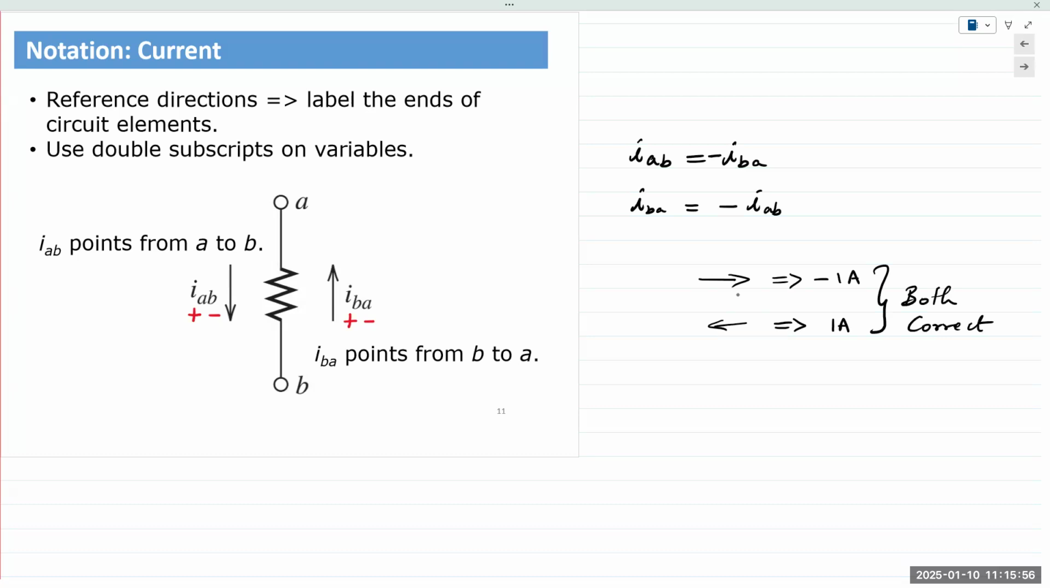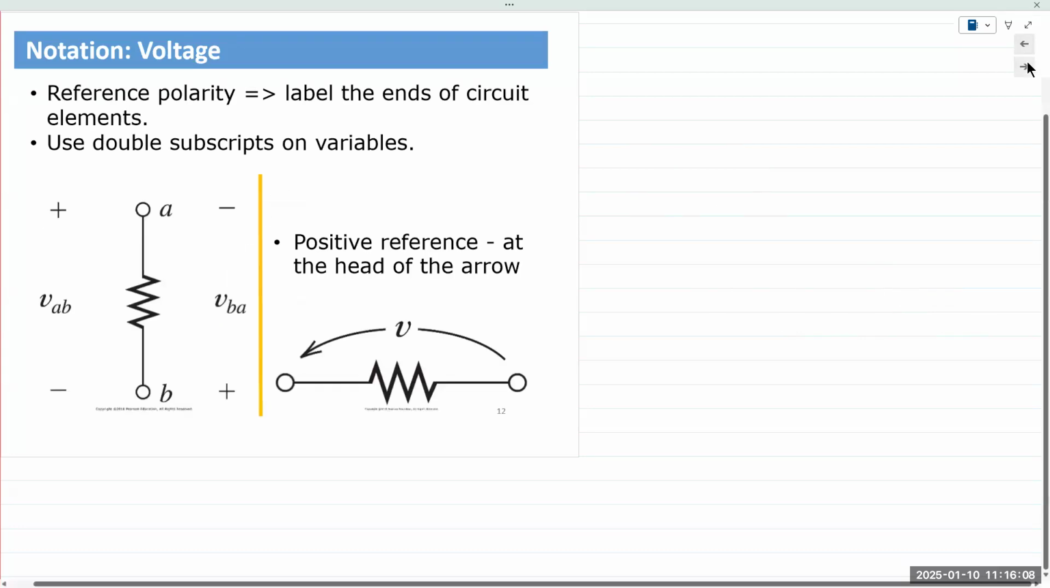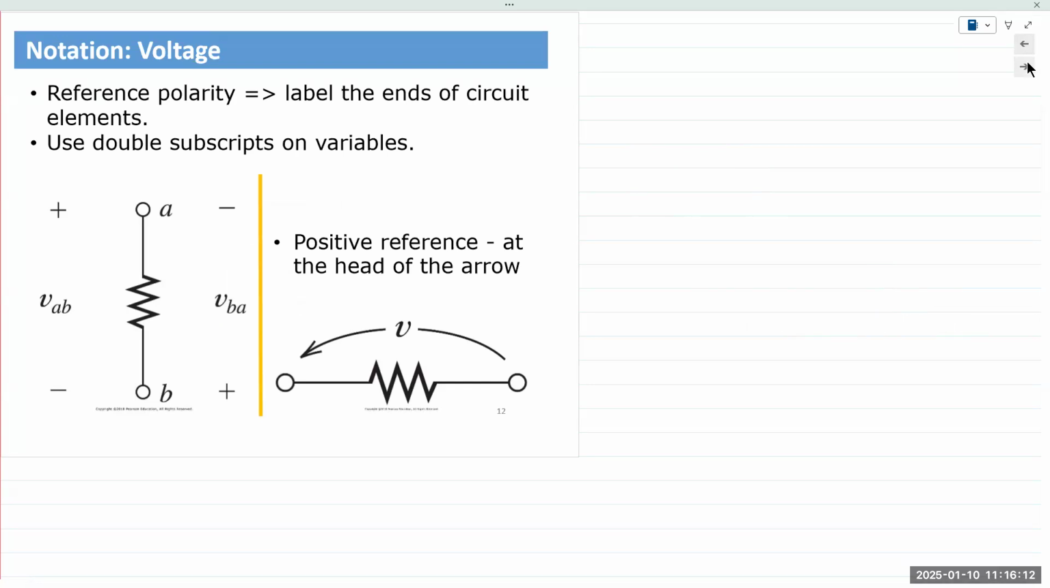Okay, so it doesn't matter what you choose. Make sense to everyone? Right? Then we also have two subscript notation for voltage. And for voltage, again, it means the same thing.